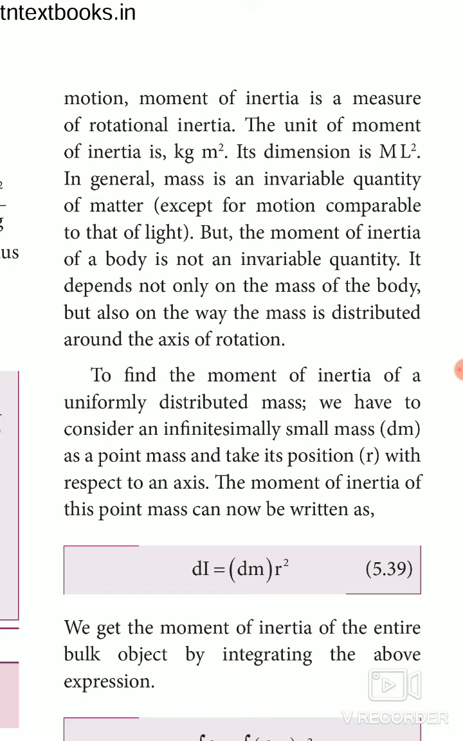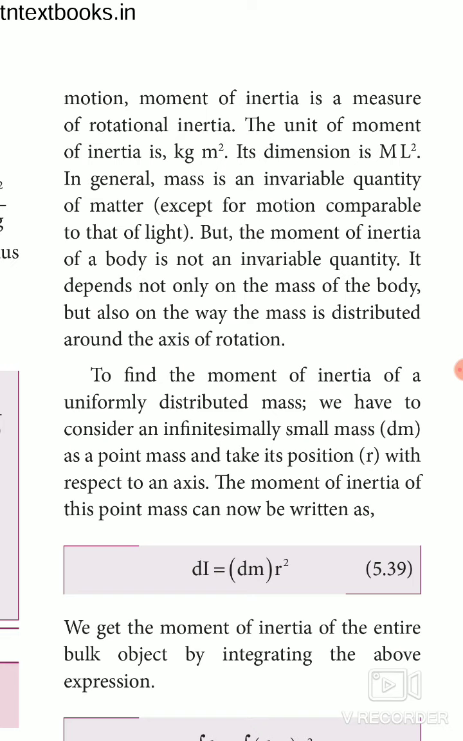And mass is an invariable quantity of matter, except for motion comparable to that of light. But the moment of inertia of a body is not an invariable quantity. It depends not only on the mass of a body but also on the way the mass is distributed around the axis of rotation.